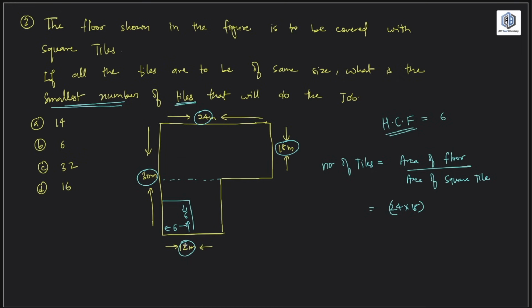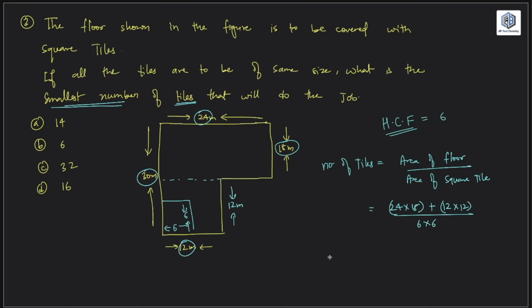And for this part, since this is kind of a square only, because if this is total 30 and this is 18, then this part itself becomes 12 meter. Then only 12 plus 18 will be total 30, right? So this is now a square, so plus 12 into 12. And divide this whole by the area of the square tile, which will be 6 into 6.